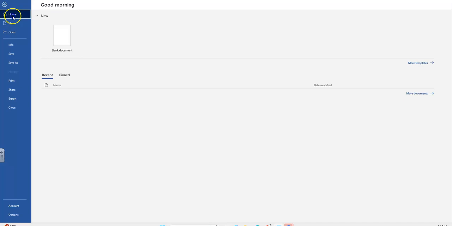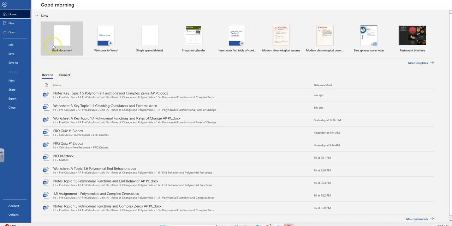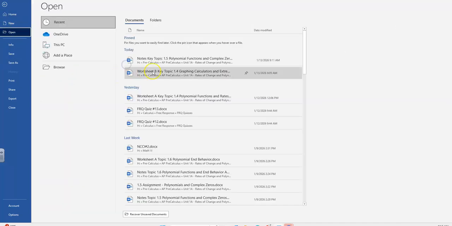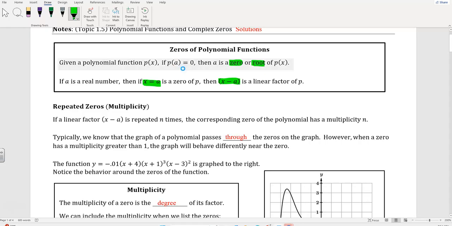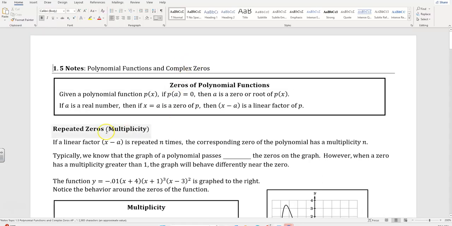I've opened the wrong one because I've opened the one that's already filled in. Hold on. I want the one that's not filled in. Let me back up. I want this one. Okay.